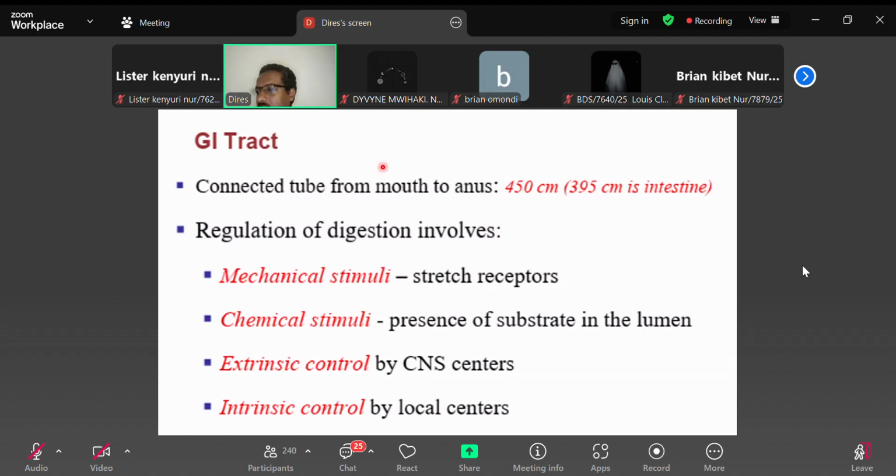You know what the control center does? It receives sensory signals, analyzes them, and interprets the signal. So where are these centers located? Okay, let me see your response. Specifically brainstem. Very good.